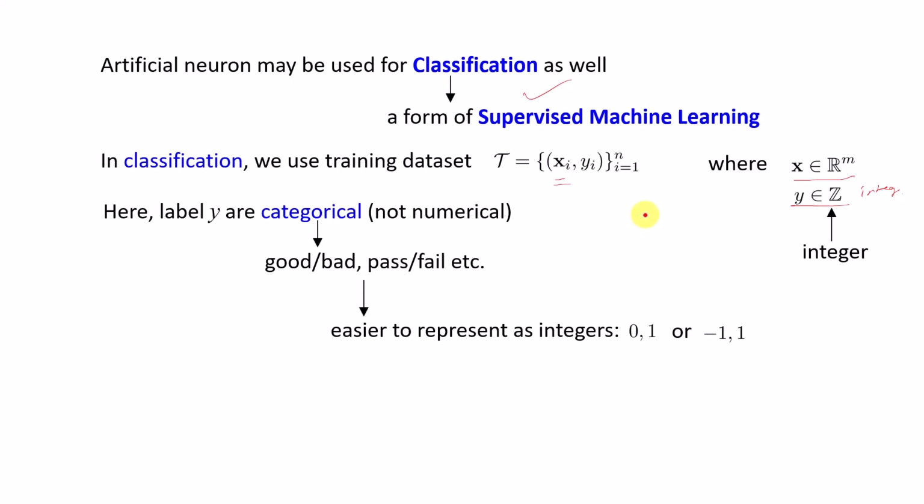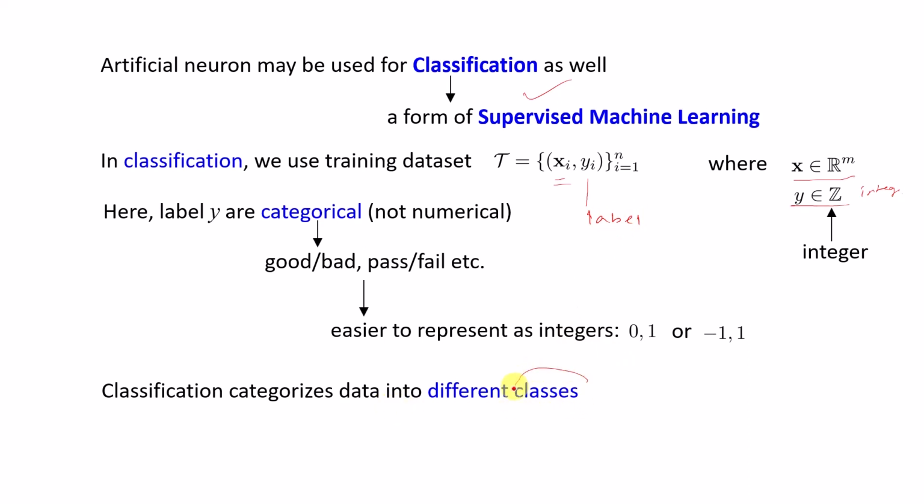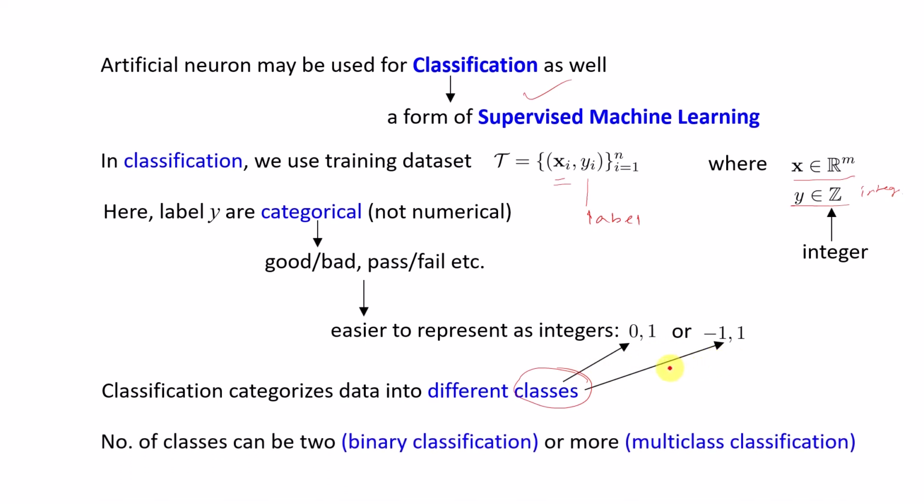In every other respect, it is like regression, but here our output, these labels yi, are integers. Classification then categorizes data in different classes. And these classes are like 0, 1, minus 1, 1, etc. If the number of classes is only 2, like 0, 1, or good, bad, pass, fail, then we call it binary classification. Otherwise, if we have a large number of classes, more than 2, we call that multi-class classification.